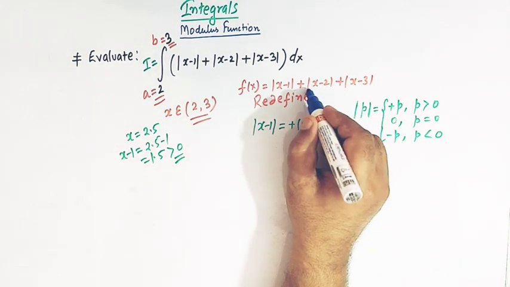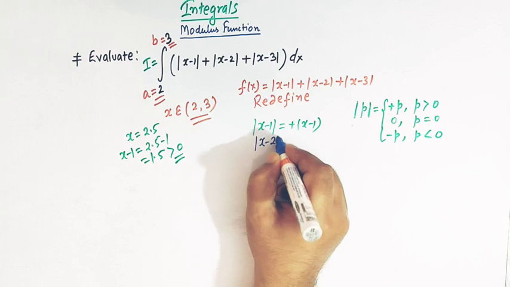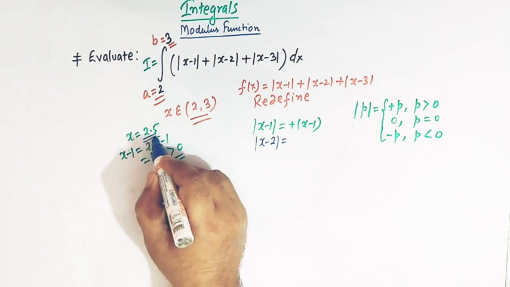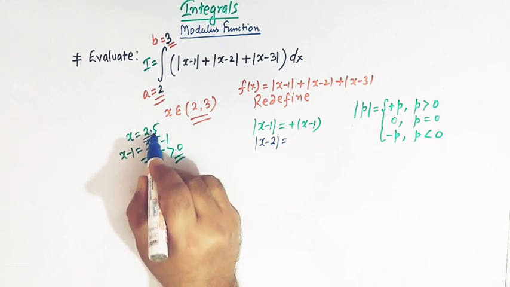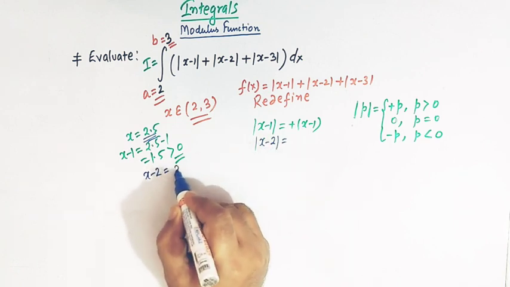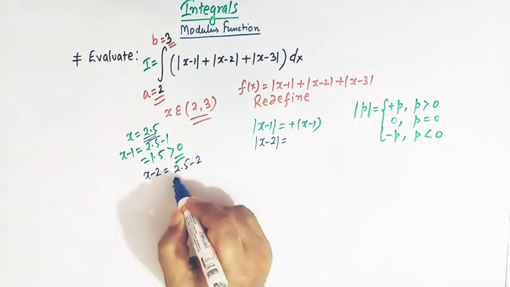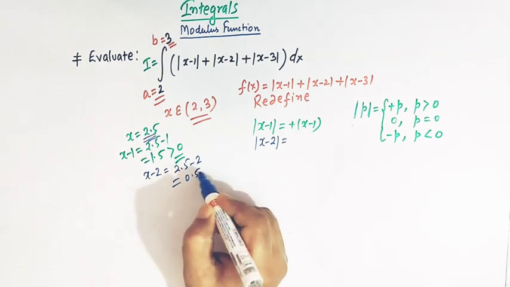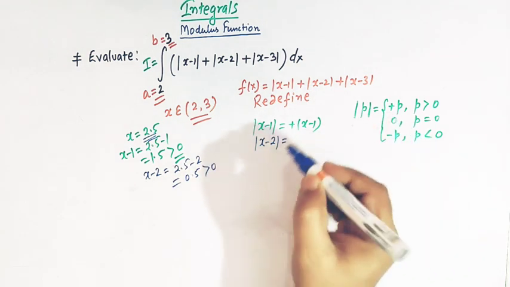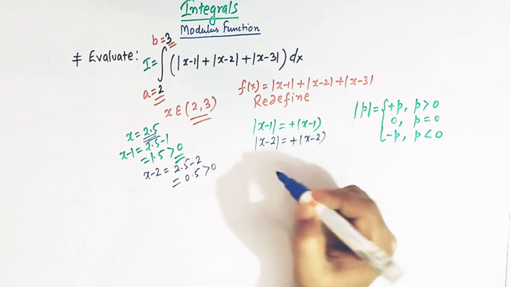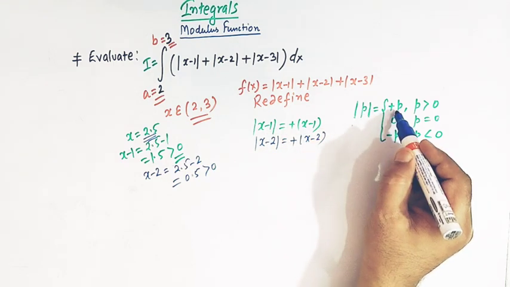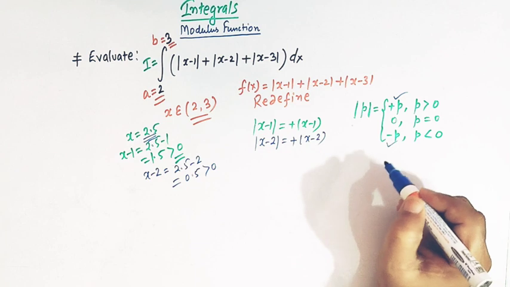Now let us take the second term. So here we have mod of x minus 2, right? And again, let us take this point, that is x is equal to 2.5 in this expression, that is x minus 2. So we'll get 2.5 minus 2, right? So 2.5 minus 2 is 0.5, which is positive, that is greater than 0, right? So mod of x minus 2 is again positive x minus 2, right? So this is a quick way to get the sign of this mod function, whether it would be positive or negative, right?